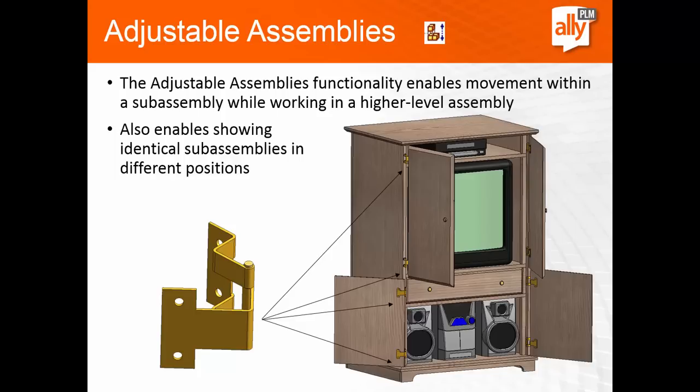So in this case we have a hinge. We want to be able to move the hinge to move the doors of this cabinet. We need to make that an adjustable subassembly that'll allow us to move the hinge accordingly and move the door on the cabinet. What that also does is it allows us to show that subassembly in different positions in different locations in our top level assembly. So you can see here in the picture below that the hinge is open or closed in different instances here in the top level assembly.